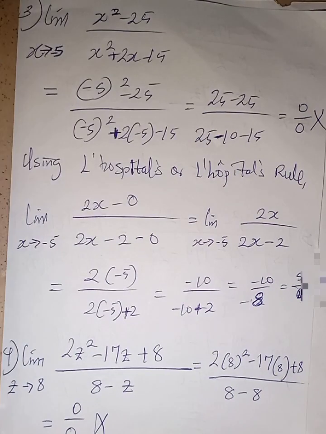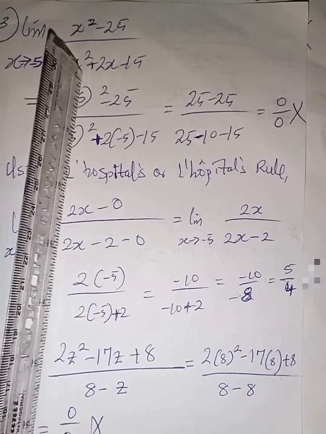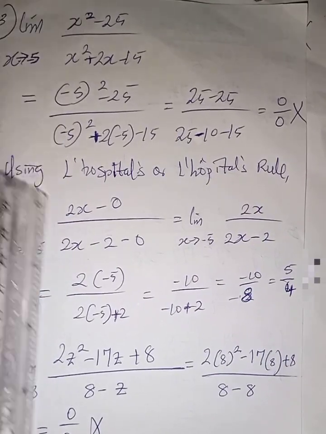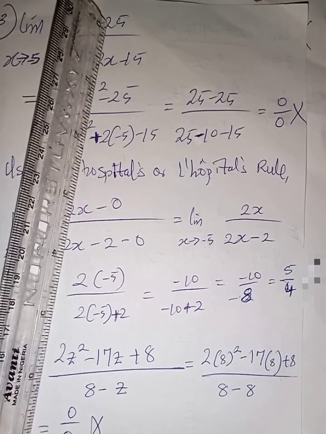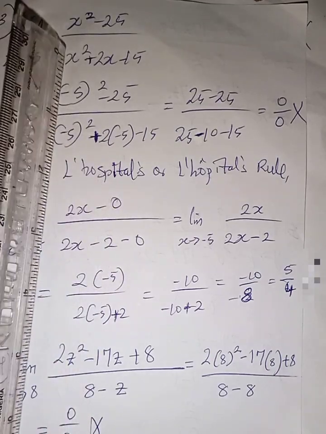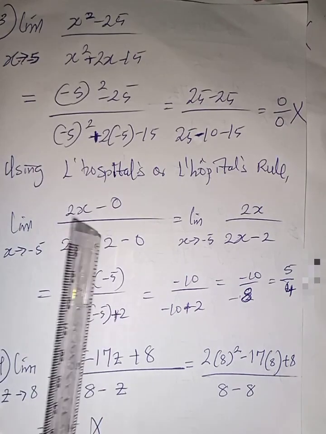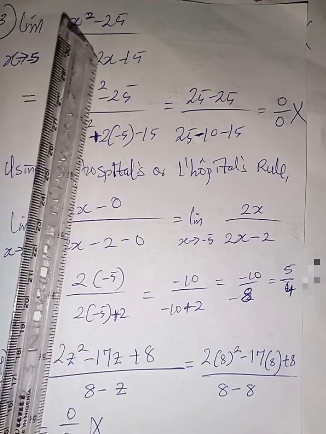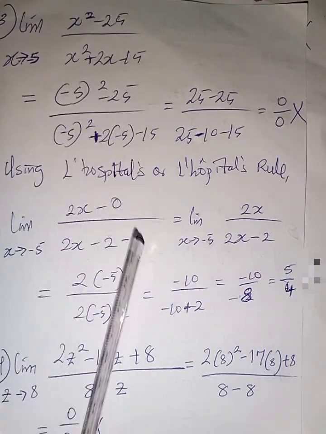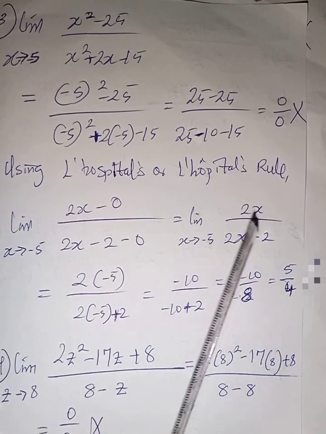So differentiating the x squared, I'm going to have 2x. Differentiating 25, there's no x there, 0. Differentiate this x squared, we have 2x. Differentiate 2x, we are going to have 2, because the answer will just become the coefficient. Differentiate 15, 0, because there's no x there. So tidying this up, we are going to have this.